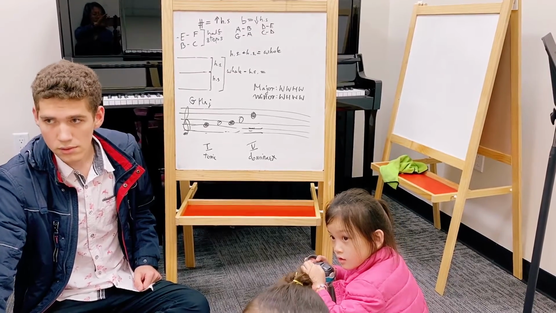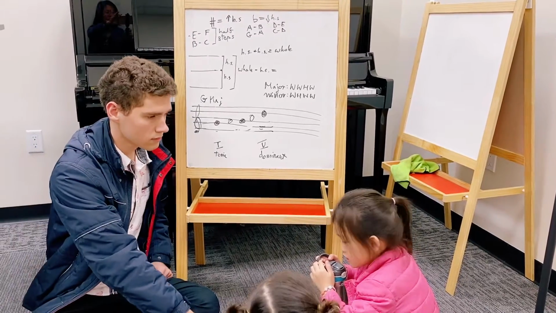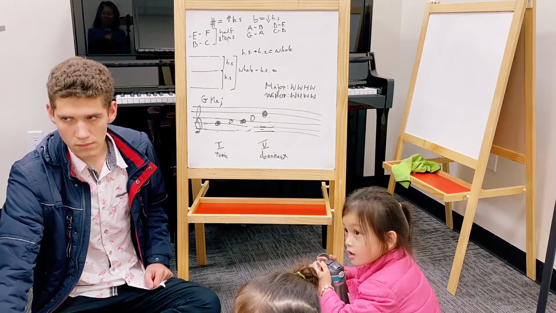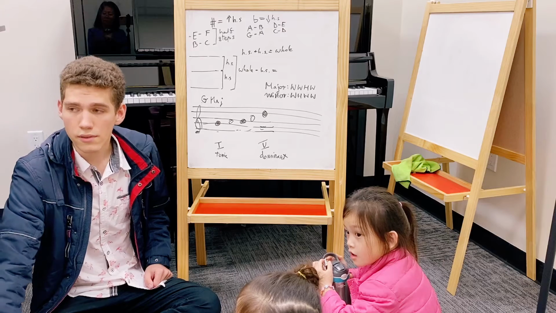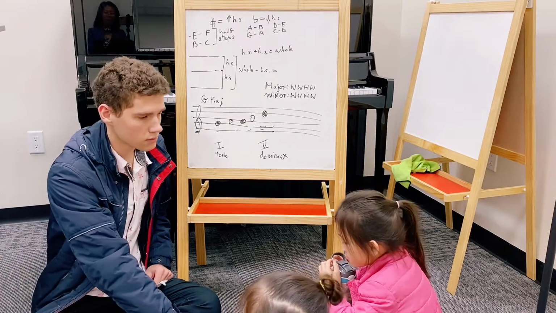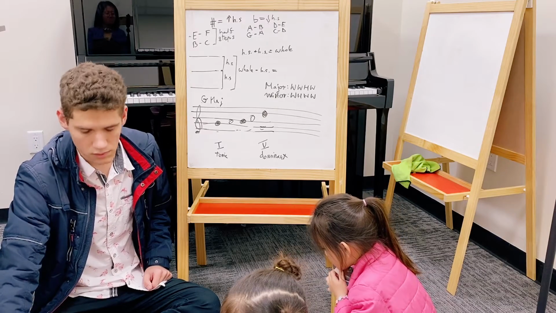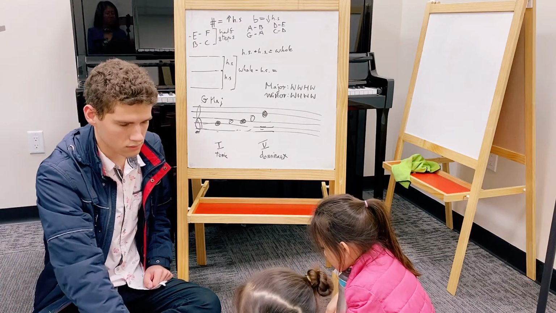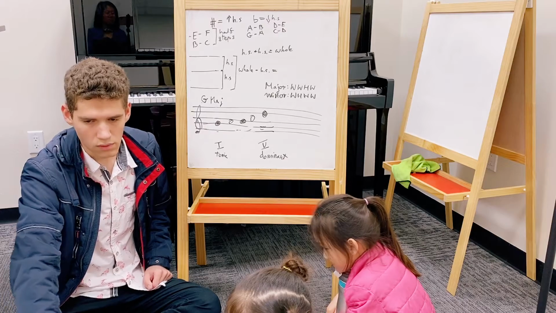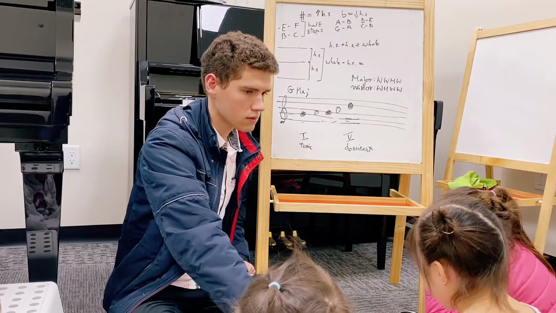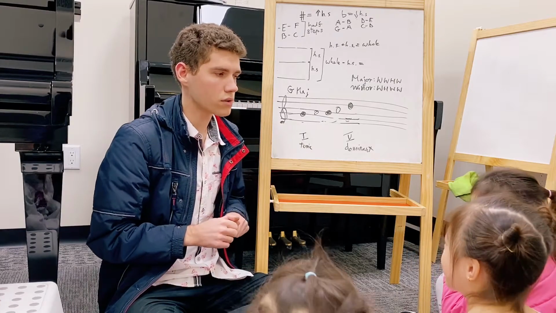What goes after C? D. F, G. What goes after G? We have A, B, C, D, E, F, G. After G we have A. Good. And now we'll try to go backwards.